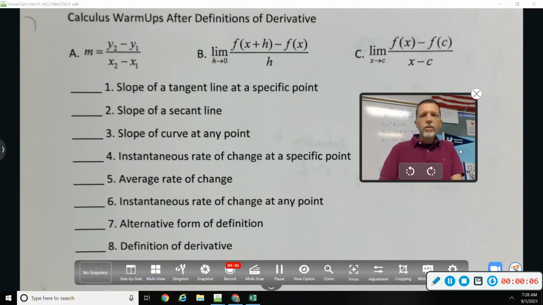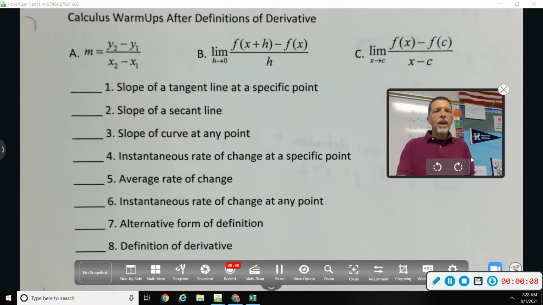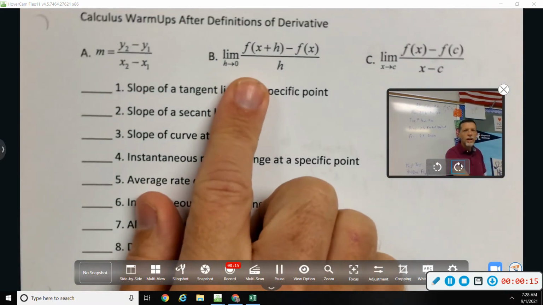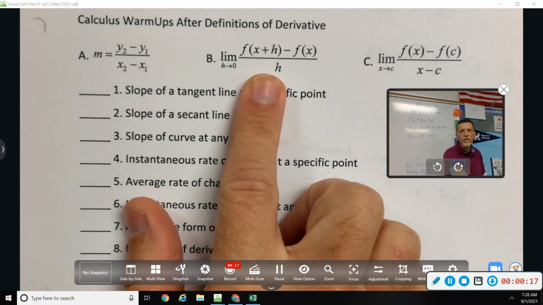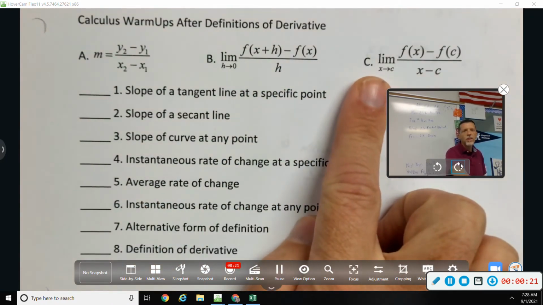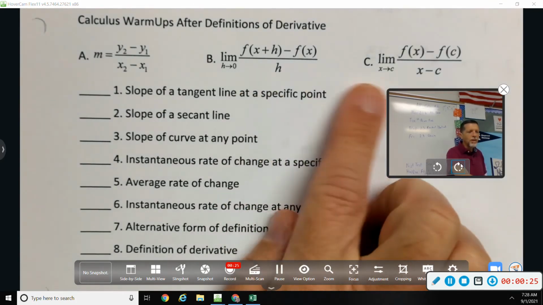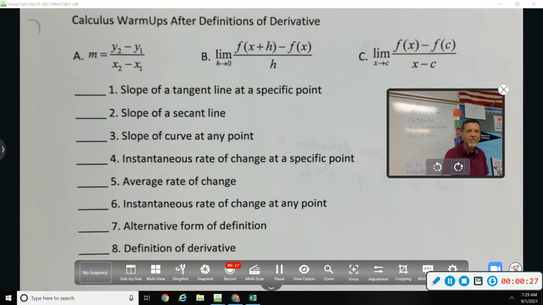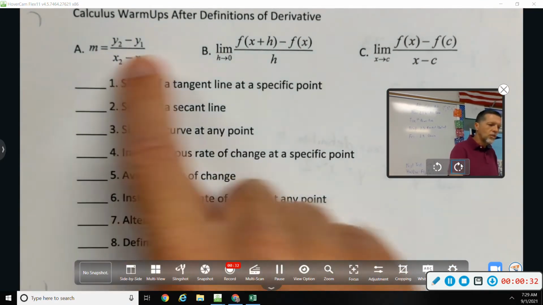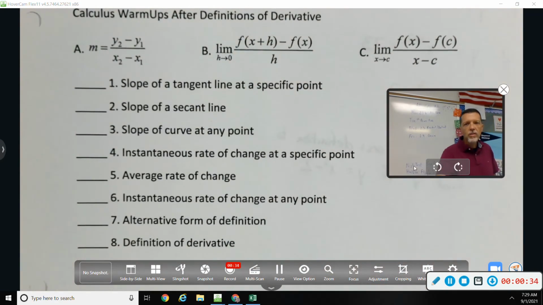So however you want to do it, take a few minutes. And again, part A is just algebra 1 slope. Part B was the original definition of a derivative. And answer choice C is the alternative form of the definition. But you might remember there are different ways to describe these things. I'm trying to make sure we understand all the different words we could use to describe each of those three things. So give those a try, and then we'll go over them in just a minute.